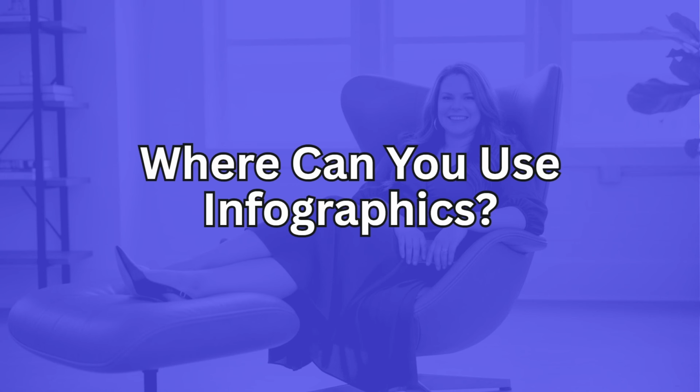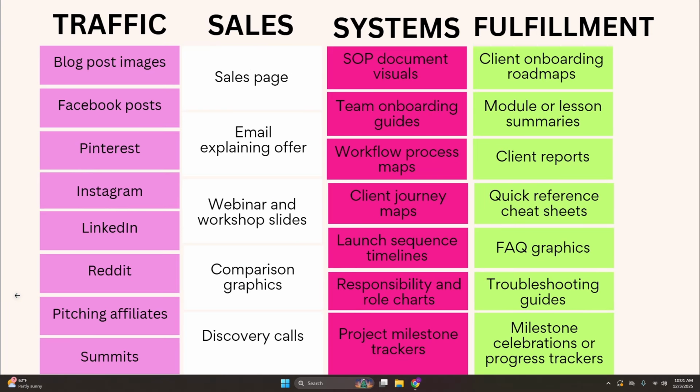Another question I get asked a lot is, where can you use the infographics? Now, every business needs 4 main things in order to thrive. It needs traffic, sales, systems, and fulfillment. A lot of times, business owners don't do all of these things, or don't do them all consistently, or don't do them all well, because there's just so much to do. But with AI and with these infographics that AI can create for you, you can get out blog post images, Facebook posts, Pinterest, Instagram images, LinkedIn images, images for Reddit to explain something, pitching affiliates and summits much faster because of what I'm about to show you.